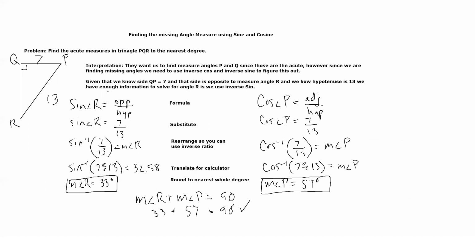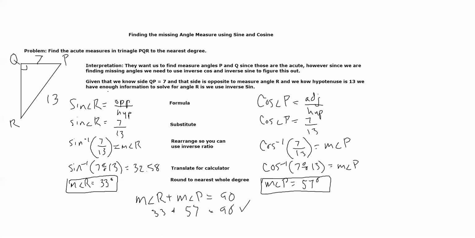Like I said before, the first thing you always want to do is make sure that you know which one you're using. You're either using sine or you're using cos. Now, let's look at the problem. The problem: find the acute measures in triangle PQR to the nearest degree.